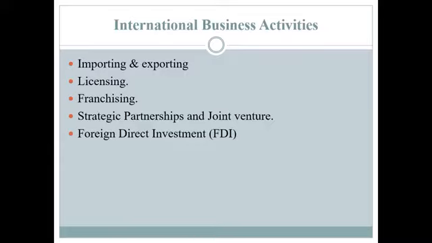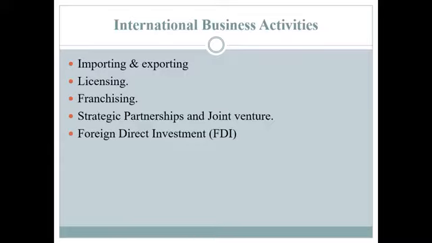Now, what is the strategic partnership and what is the joint venture? Two or more companies come together. They join together and follow the principle of cooperation. They work jointly in such a way that they will have mutual gain or mutual benefit. As like joint venture.